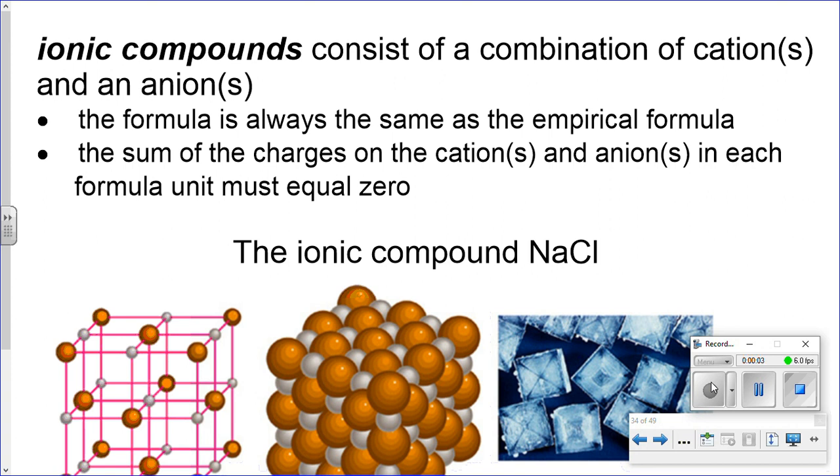Hello everyone. In this video, we're going to talk about an important topic: how to write ionic formulas for ionic compounds. An ionic compound involves ions, positive ions and negative ions, or cations and anions. And you write them in that order. The cations, the positive ones, always come first, and the negatives always come second.